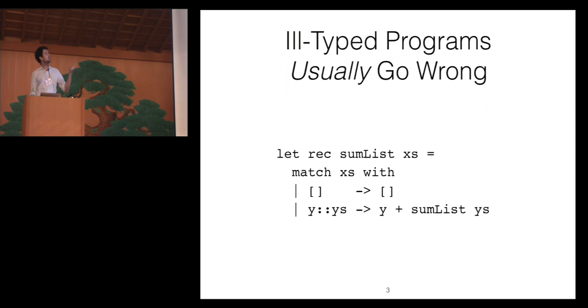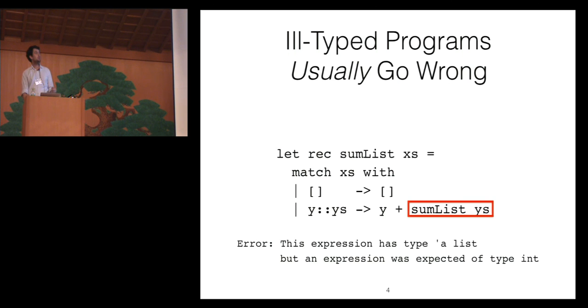So here's a function that one of our undergraduates wrote at UC San Diego. It's supposed to sum a list of integers. Unfortunately, there's a type error hidden away in this program, and if you ask the OCaml compiler, it will say the type error is in the recursive call to SumList, because SumList returns a list, and yet we were using it here in the context where an int was expected, so that's no good.